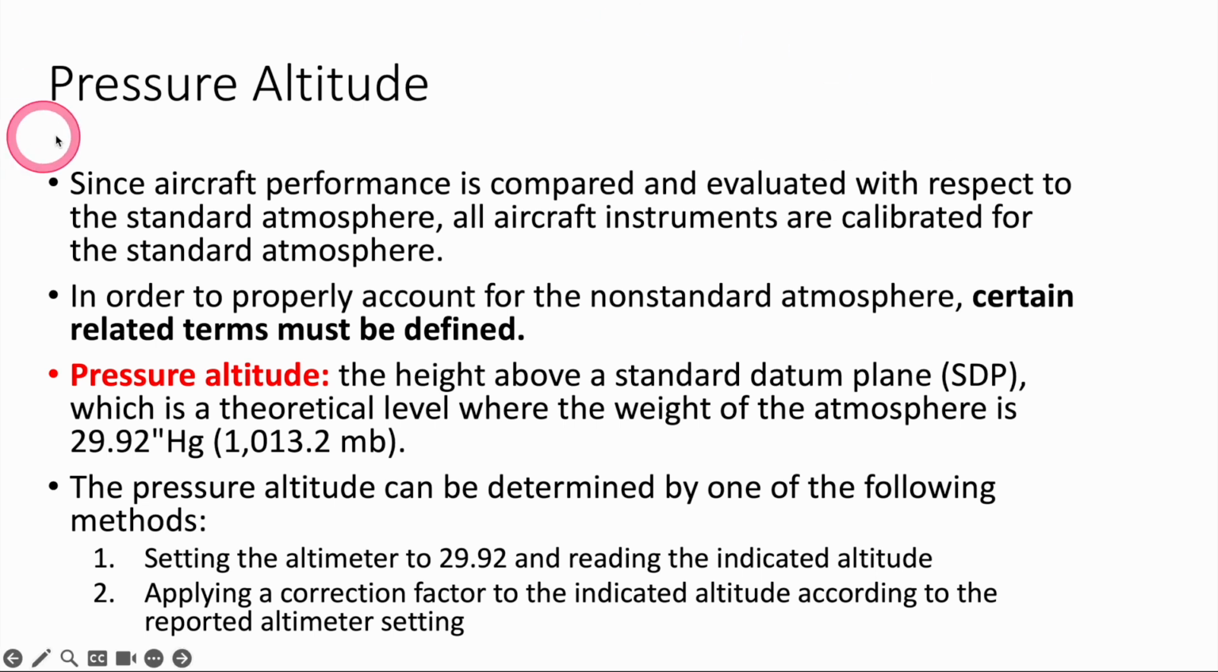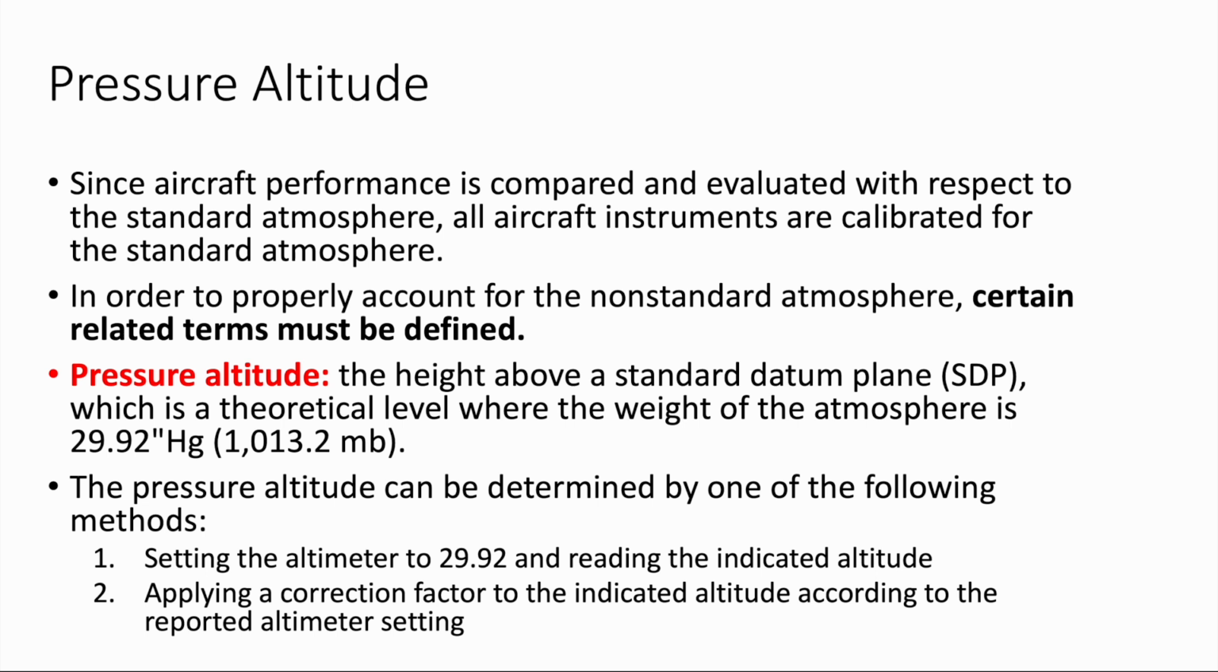So we have one specifically called pressure altitude, and this is measuring our height or altitude above what's called standard datum plane. So there's that number again, 29.92. So that's the standard pressure at sea level. And so if you tune your altimeter, which is an instrument in the aircraft, to 29.92, whatever that instrument tells you in altitude, that is your pressure altitude.